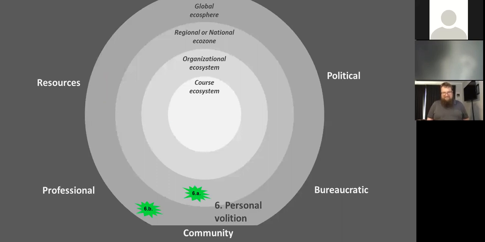And the last layer of the pyramid is personal volition. So what drove these two course developers were students within their region who were pushing for OER, and it was their own personal and professional drive that got them involved in this project.